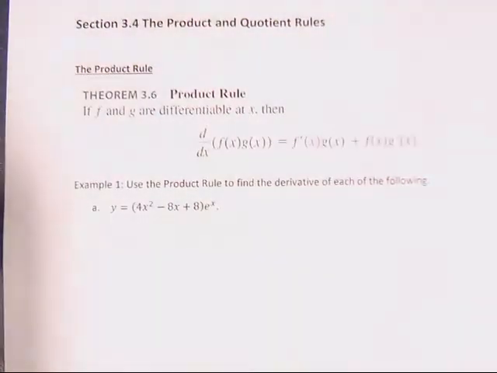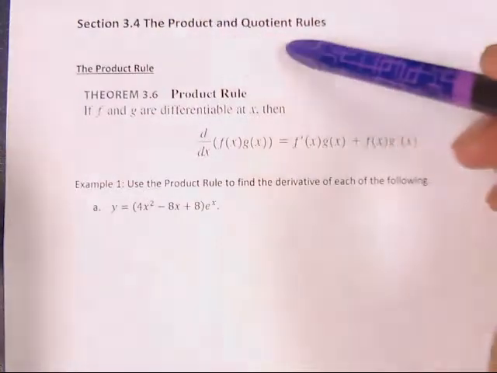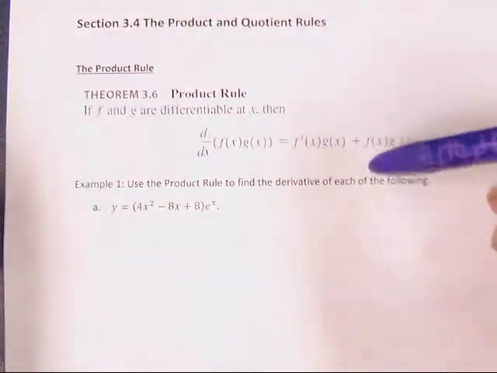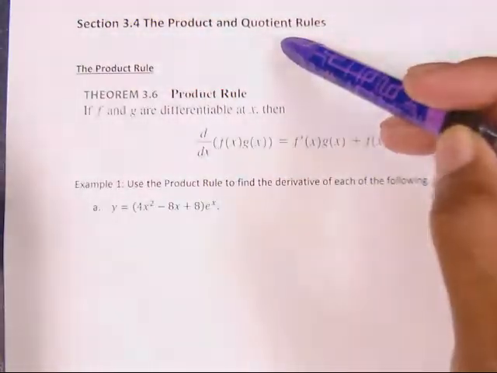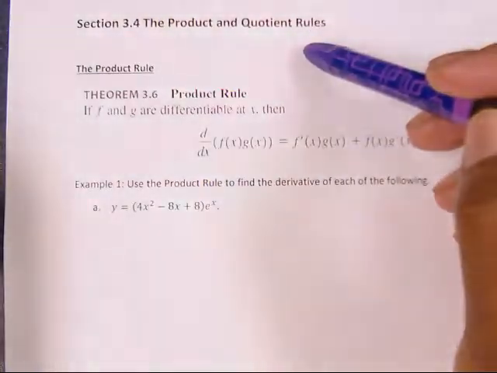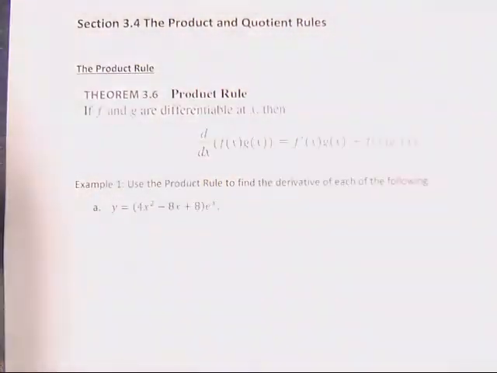All right, in section 3.4, we're going to look at two different rules, the product rule and the quotient rule. We'll basically use the product rule to take derivatives of functions, and also we'll look at the quotient rule and how to take the derivative of any function using the quotient rule there.